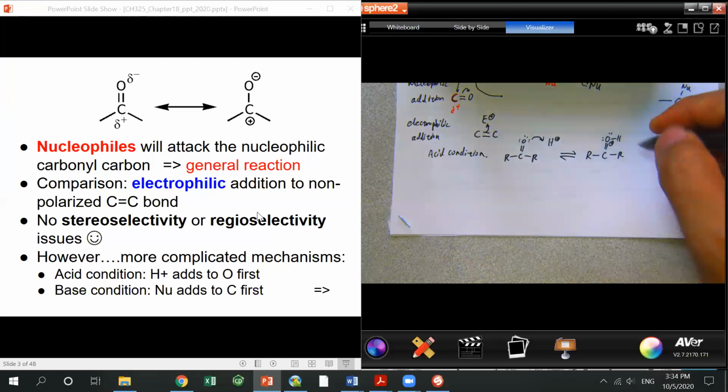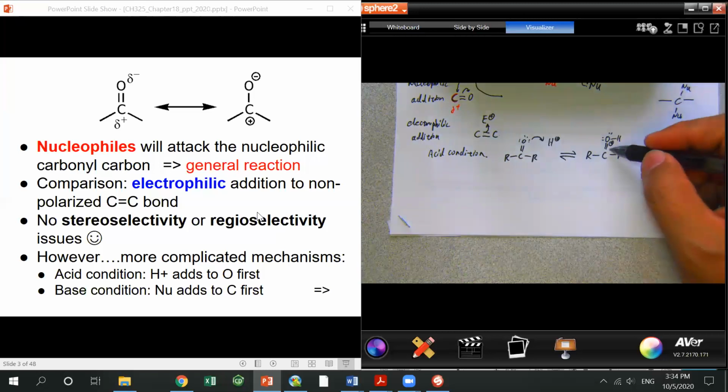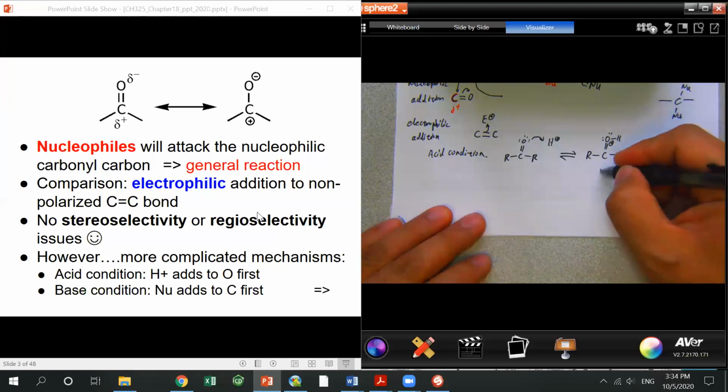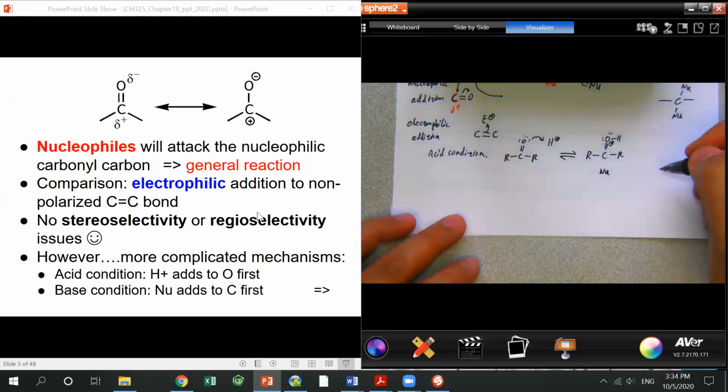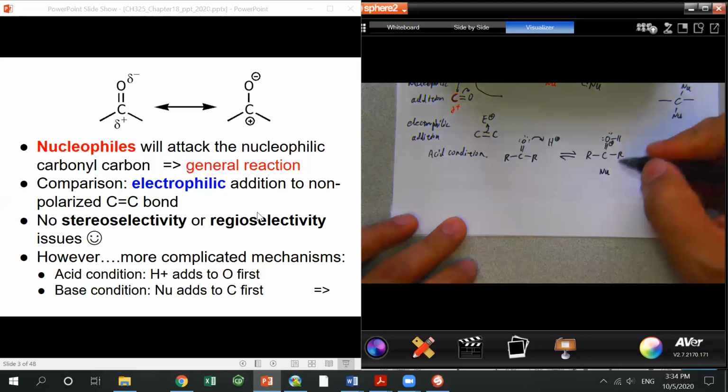All right, so we have a positive charge on oxygen. That's the strong inductive effect, which makes this carbon even more electrophilic, pulling electrons. Then the nucleophile comes in. For the acid condition, normally the nucleophile is a neutral one, a very weak nucleophile.